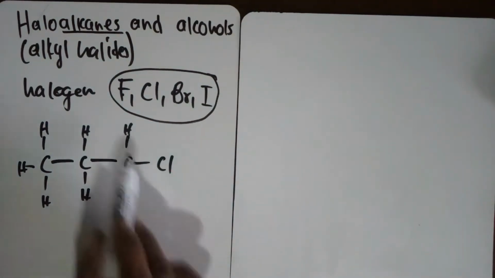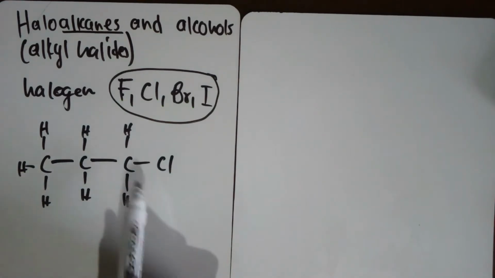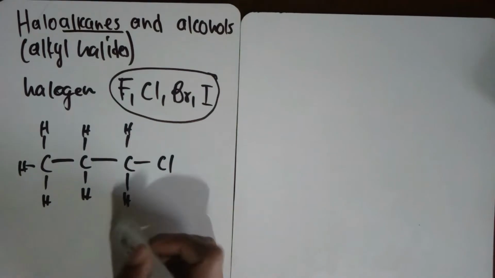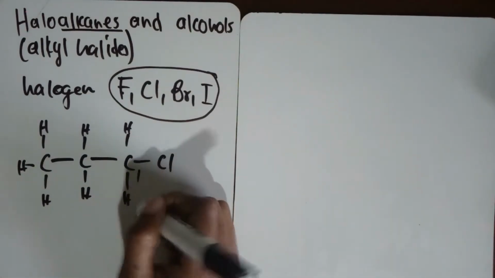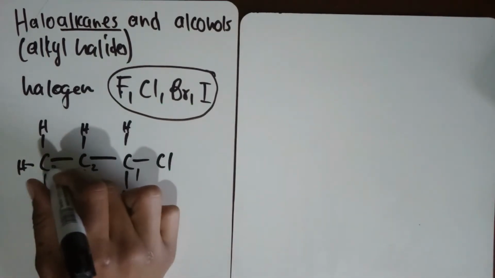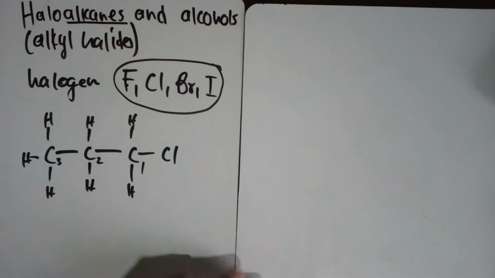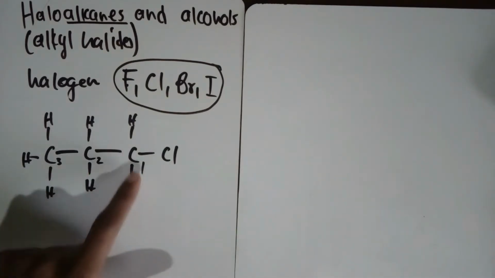If it was just like this, we would start our numbering closest to the chlorine, because it's more electronegative. So let us say we start numbering 1, 2, 3, right? What would be the name for this structure?